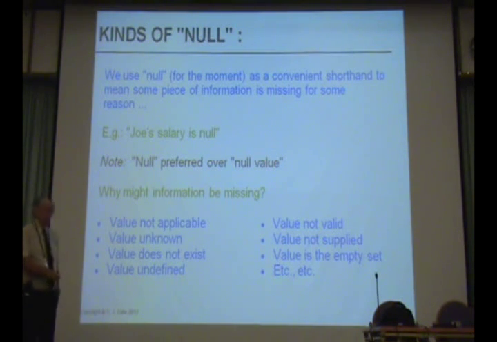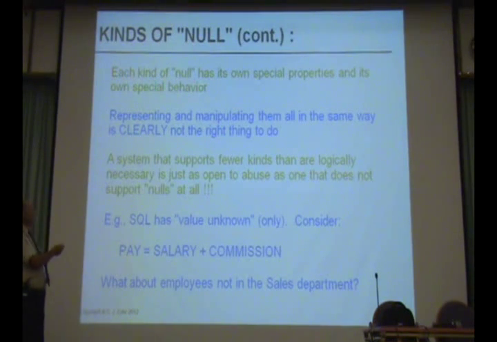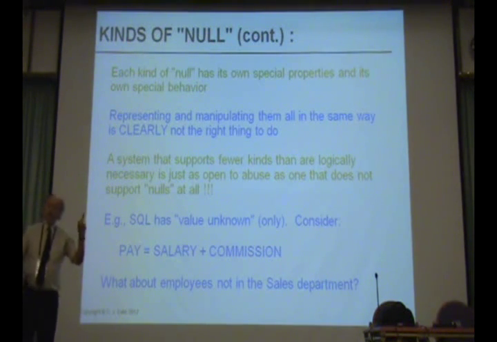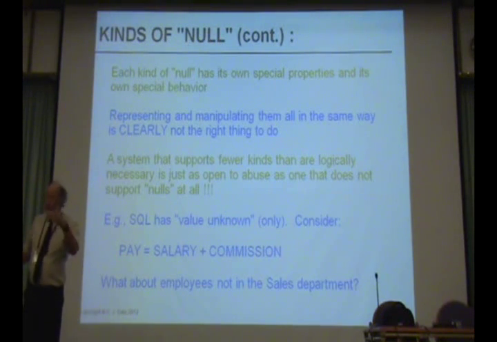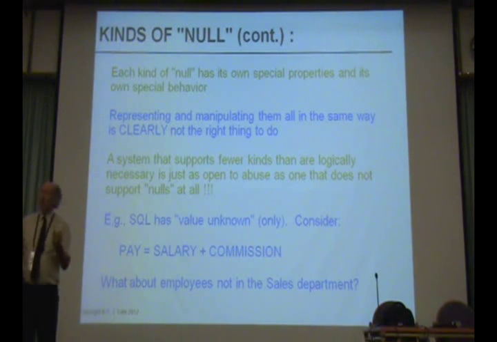And there are many other reasons. I'm not bothered to go through all the details. There are many reasons why information might be missing, and therefore, in principle, many kinds of null. Each kind of null has its own special properties and its own special behavior. So to represent all these different kinds of null in the same way and to manipulate them all in the same way is clearly not the right thing to do. In fact, I would argue a system that supports fewer kinds of null than you logically need is just as open to abuse as a system that doesn't support nulls at all. One of the arguments in favor of nulls is that if you don't have nulls, you'll have anarchy. Everybody will do their own thing.